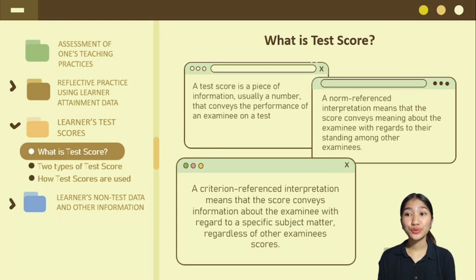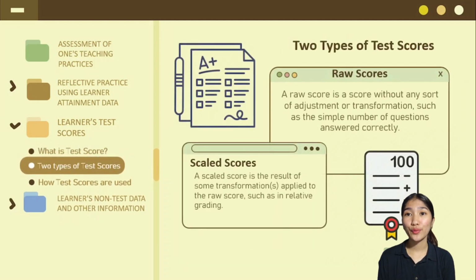Let's proceed to the two types of test score. Number one is the raw score. A raw score is a score without any sort of adjustment or transformation, such as a simple number of questions answered correctly. So, ibig sabihin, yung raw score is the number of correct answers ng isang student. Kunwari yung test is up to 50, then ang nakuhang tamang sagot nung student is 30, then ang raw score niya is 30.